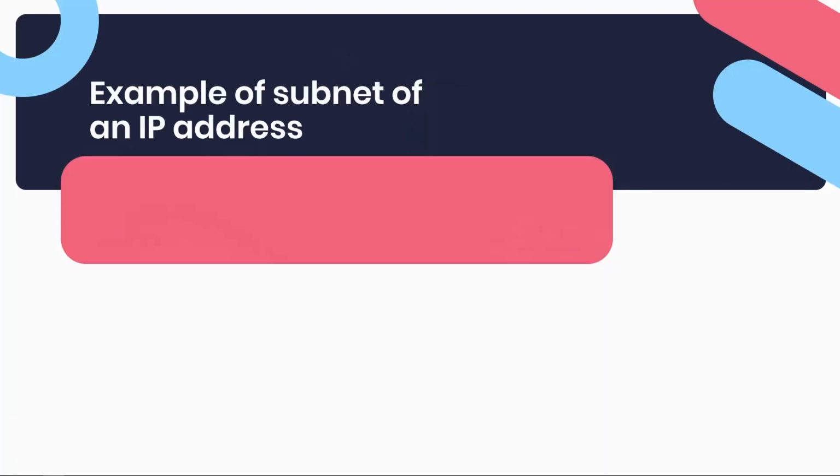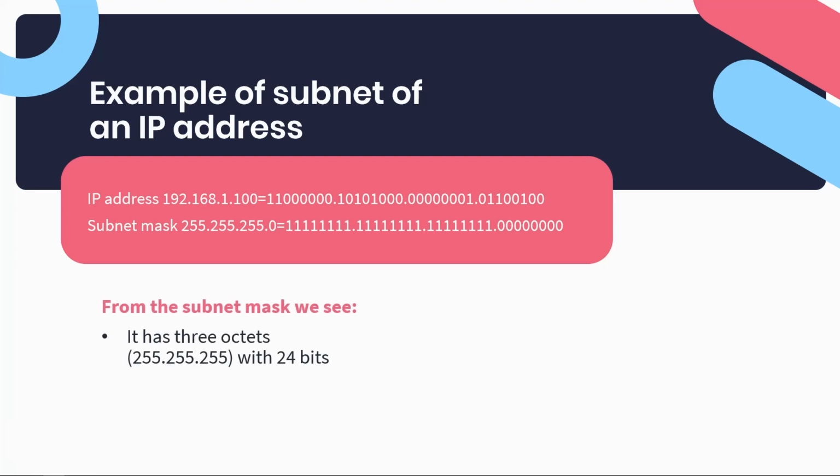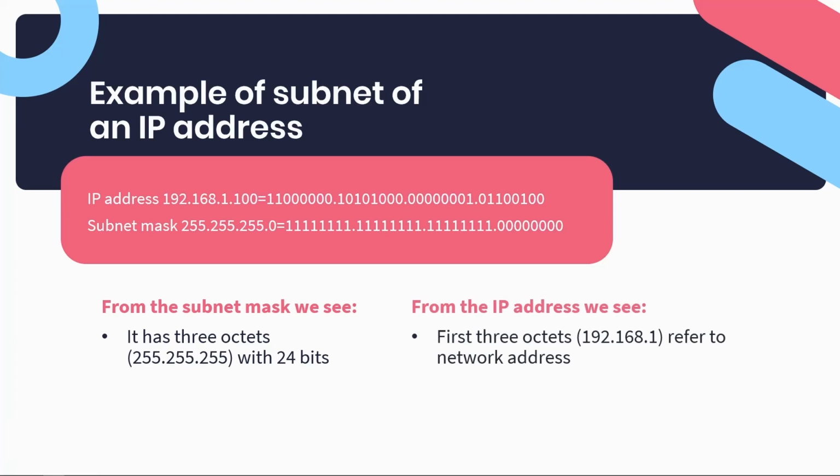Let's look at some applications of a subnet of an IP address in a network. Look at this example. Now, from the subnet mask, we can see that it has 3 octets, which has 24 bits. From this IP address, we see the first 3 octets, 192.168.1, refer to the network address. The last octet, 0, refers to the host address.